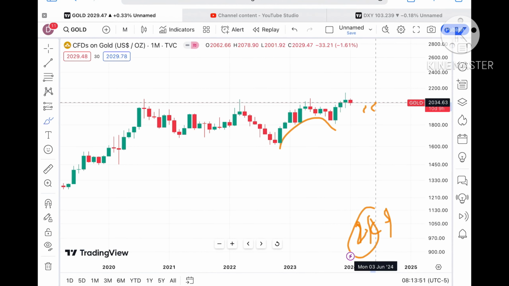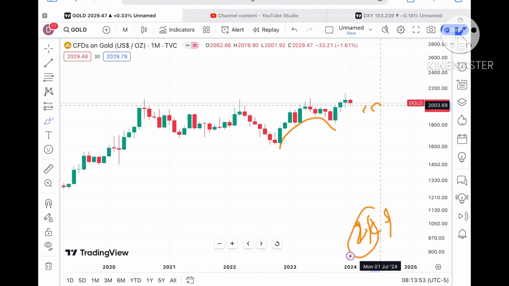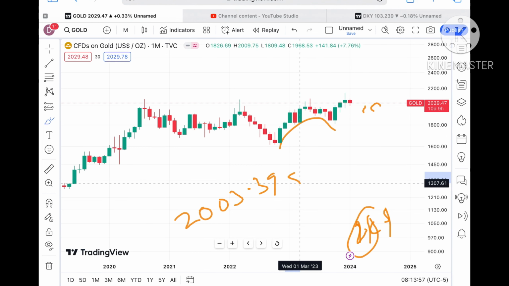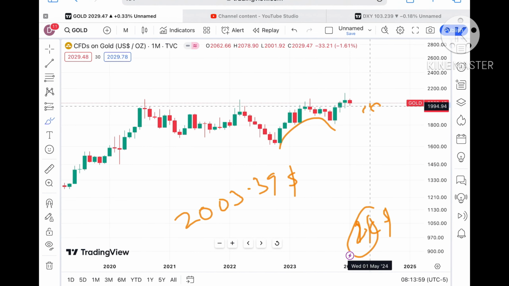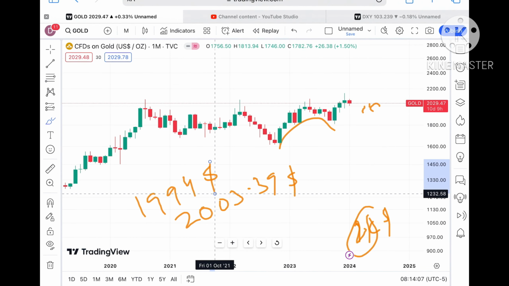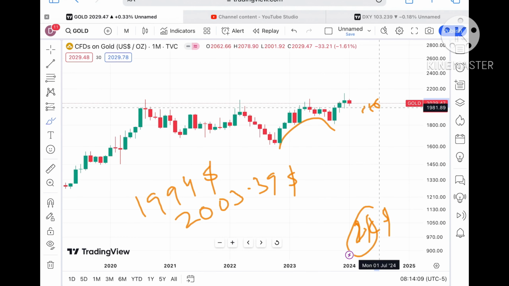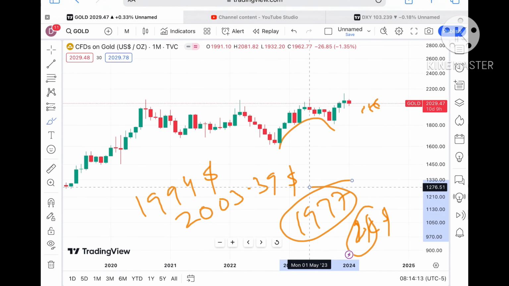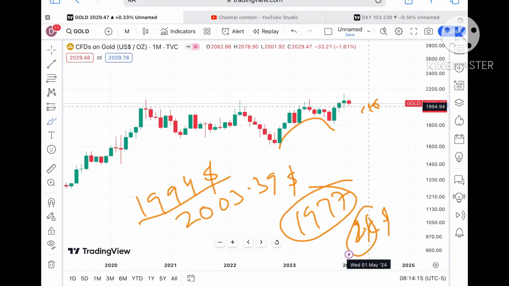Let's see if the price doesn't sustain. Suppose the price doesn't sustain, we can see it come down towards a level of $2003.39. If the price falls below that particular zone, a further downfall we can see from there, a probability of going towards $1994. Once the price starts falling below that zone, a further downfall we can see towards a level of $1977.